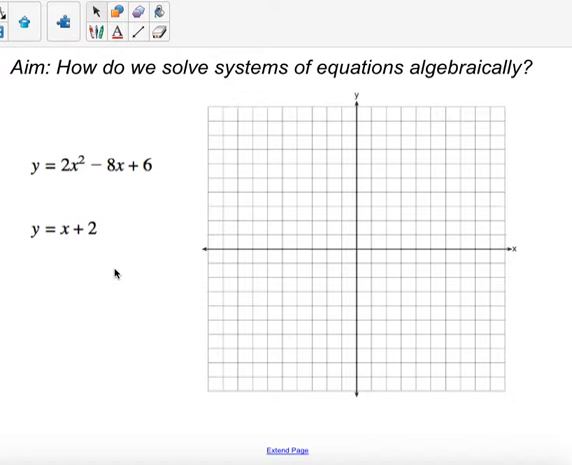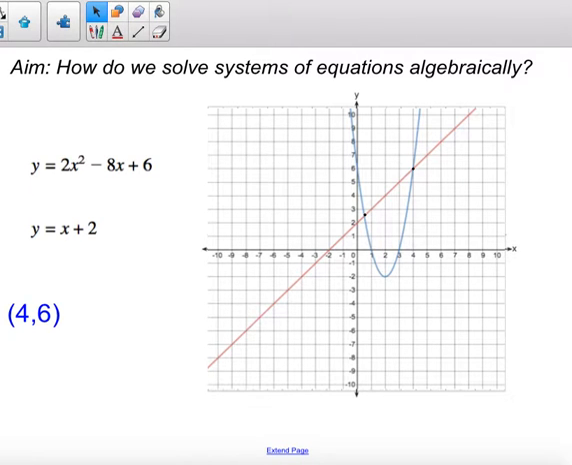We already learned how to solve a system graphically. We can graph these two equations and look for their point or points of intersection. Each of those intersections is going to represent an xy coordinate pair that is a solution to the system. So let's go ahead and graph these two equations.